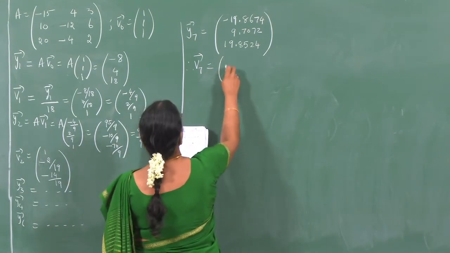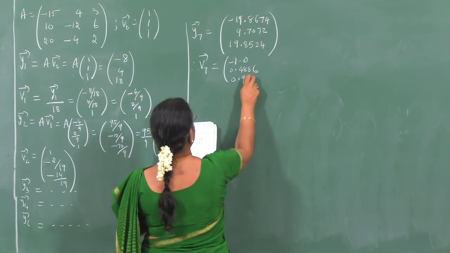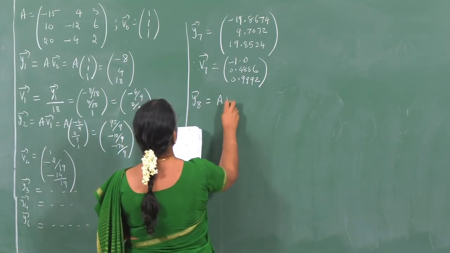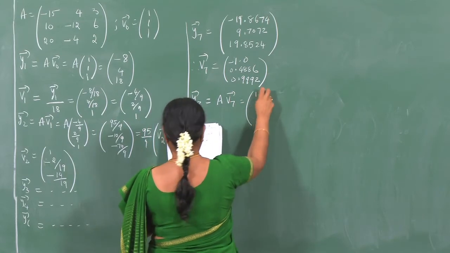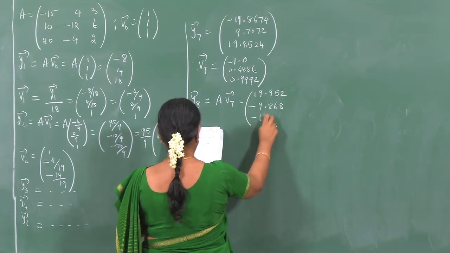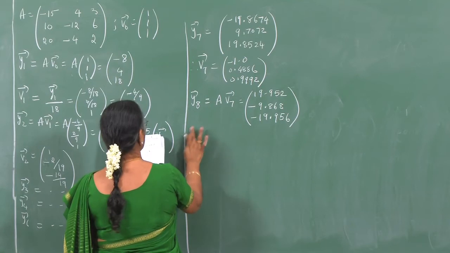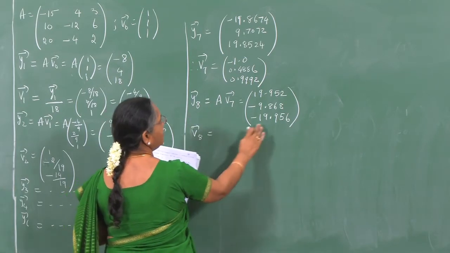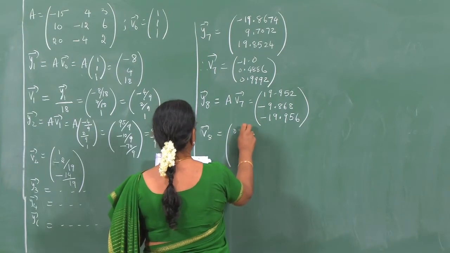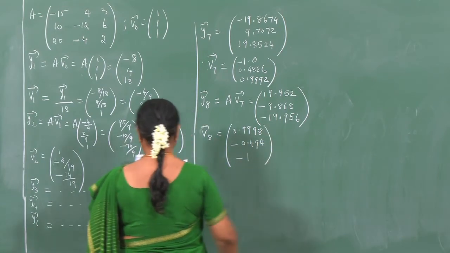That gives me V7 to be -1.0, 0.4886, 0.9992. So, we compute Y8, which is A into V7, and that gives 19.952, -9.868, -19.956. And so, I compute vector V8, which is Y8 divided by the numerically largest element in Y8, and that turns out to be 0.9998, -0.494 and -1.